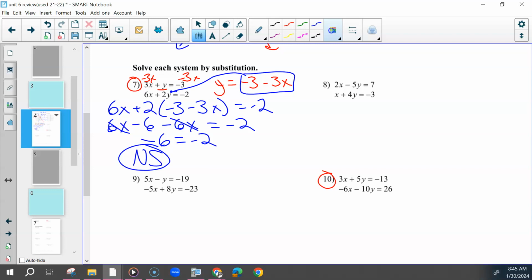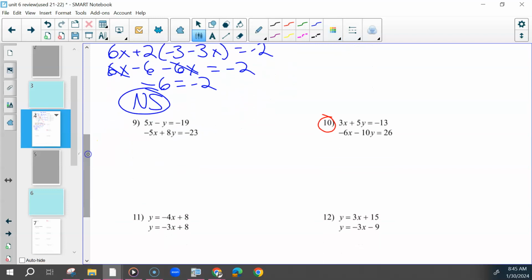Very rarely do you get something like 10 where you don't have a variable that's by itself, which means you have to pick a variable from one of the equations. It doesn't matter which one. You have to solve for it. You're going to have fractions, and you just have to deal with that. So which variable in which equation do we want to solve for?